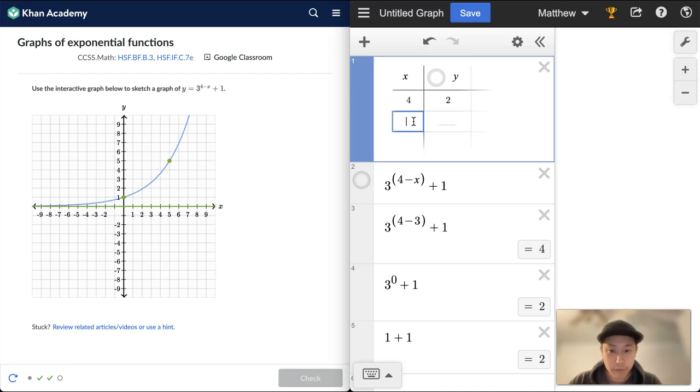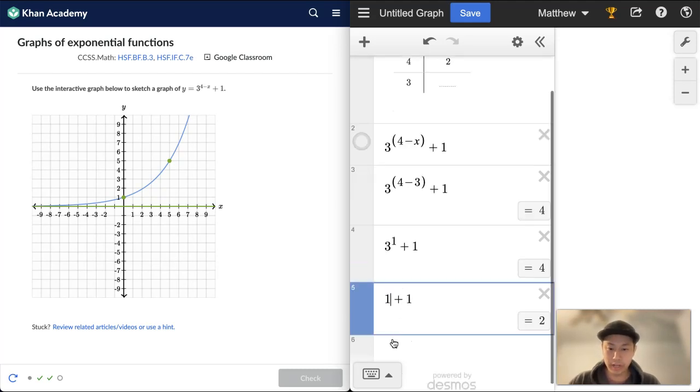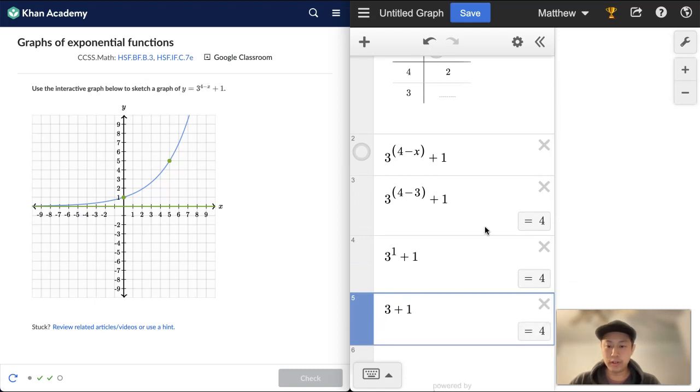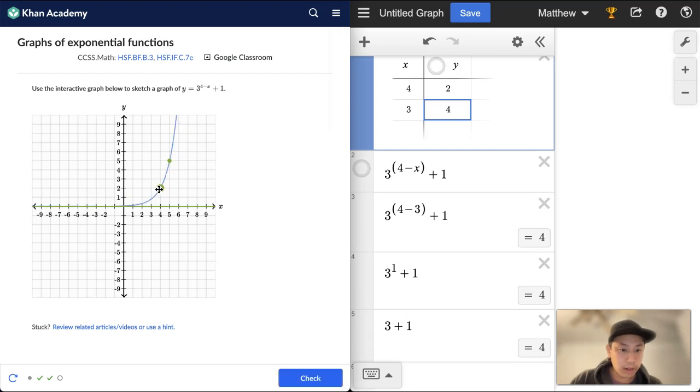So let's choose an x value of 3 instead. Now I have 4 minus 3. It forces my exponent to be a 1, which is super nice. 3 to the power of 1 is just 3. That's why the final value is 4. Okay, for this interactive, we just need 2 points. I'm going to deal with the asymptote later. 4 comma 2 is going to be right there, and then 3 comma 4 is right there. This isn't the final answer because we have to move our asymptote.